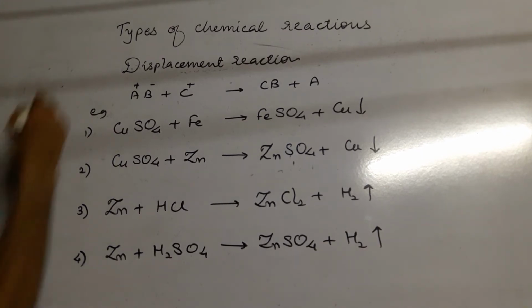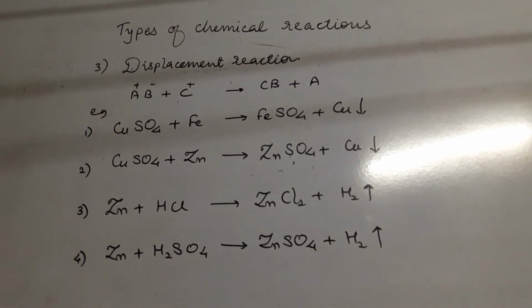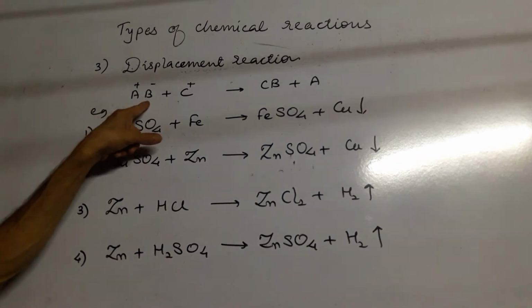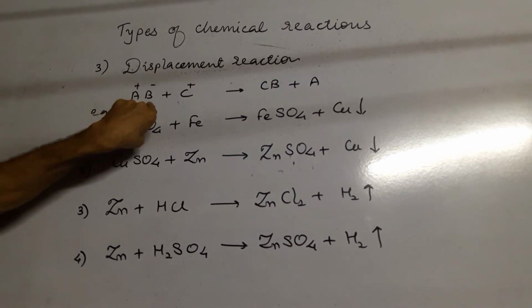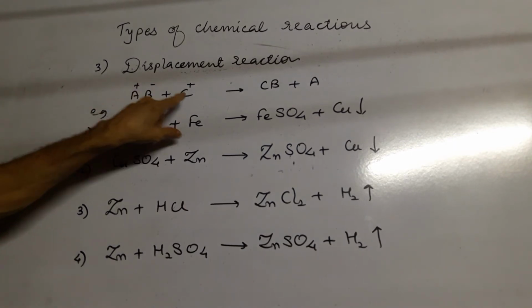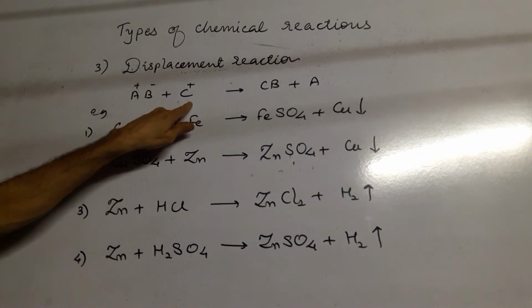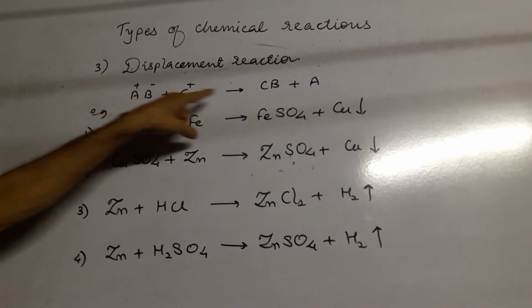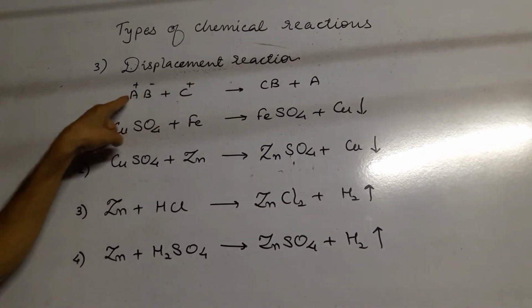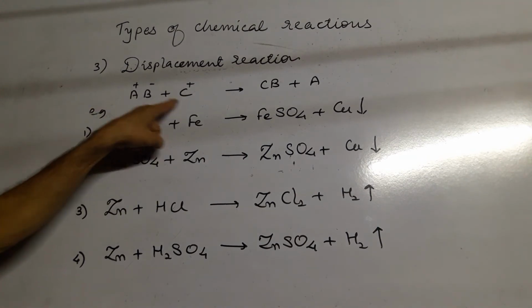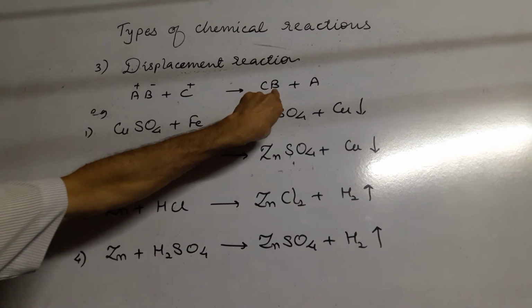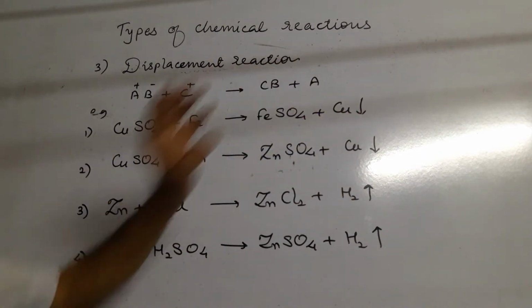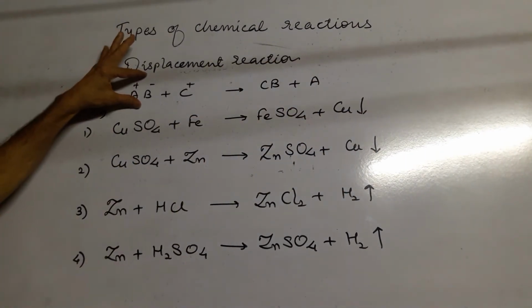The third type of reaction is the displacement reaction. In a displacement reaction, suppose AB is a compound made of 2 radicals, A positive and B negative. Here C is one more radical. So here C displaces A. That means C takes the place of A, and you find the compound CB is formed and A is displaced. So this is called a displacement reaction.